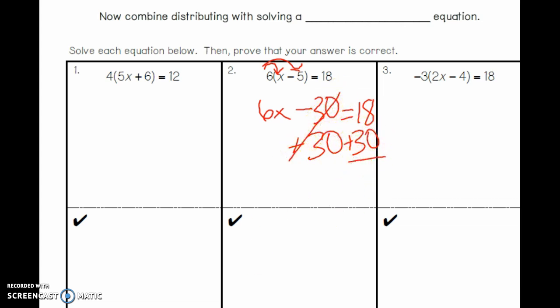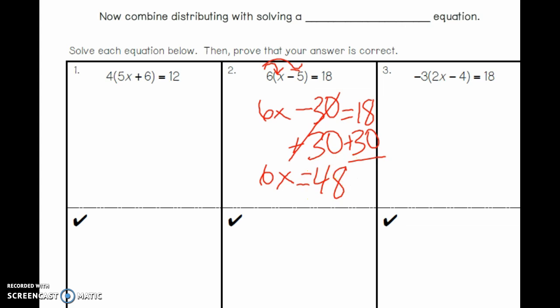What's left on the left side of the equation? 6x. Beautiful. And then 30. Don't forget your equal sign. Oh yeah. 18 plus 30 is 48. Yep. Okay, 48. Now we have a one-step equation.